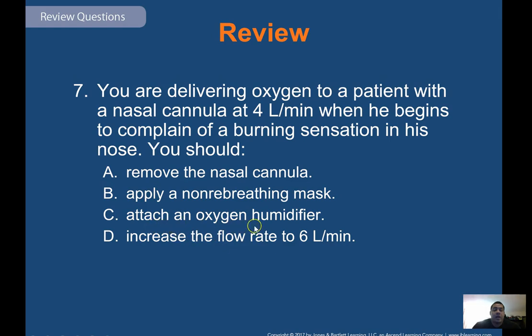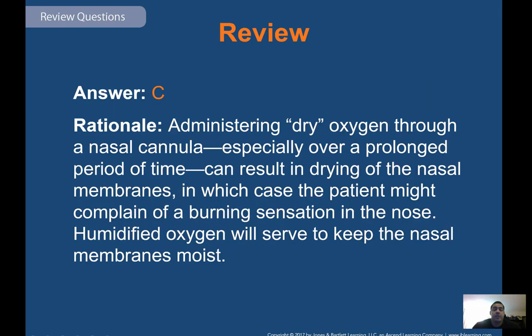You should attach an oxygen humidifier. C. Administering dry oxygen through nasal cannula, especially over a prolonged period of time, can result in drying of the nasal membranes, in which case the patient might complain of a burning sensation in the nose. Humidified oxygen will serve to keep the nasal membranes moist.